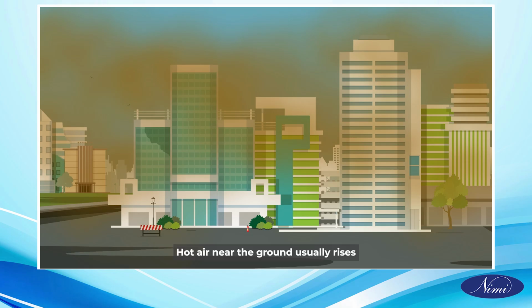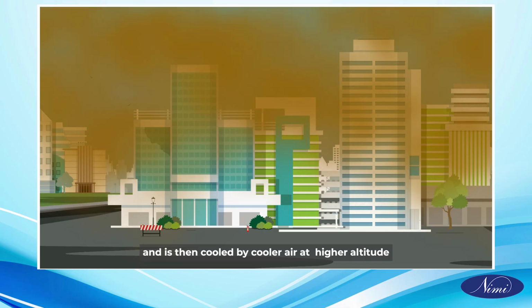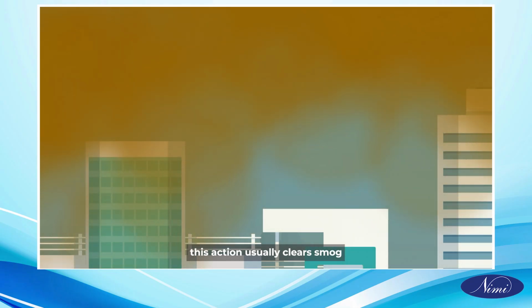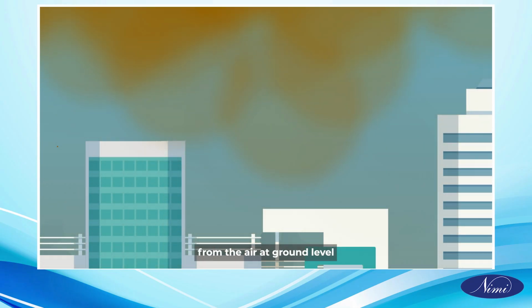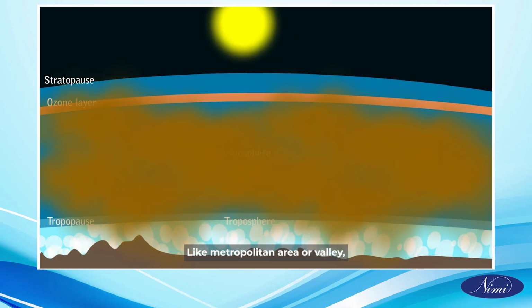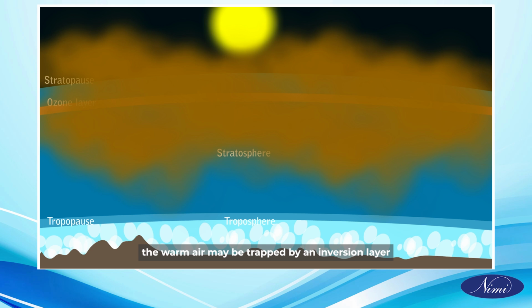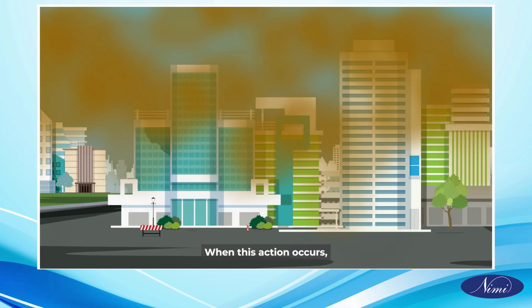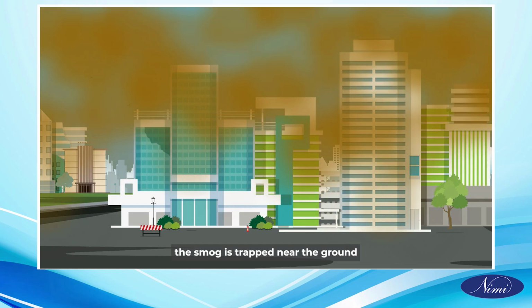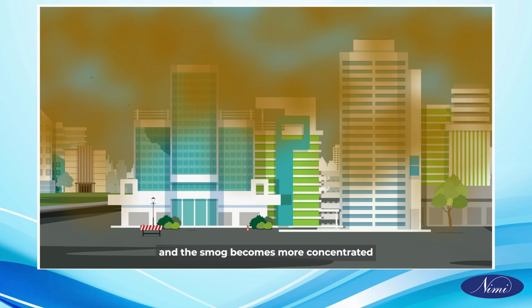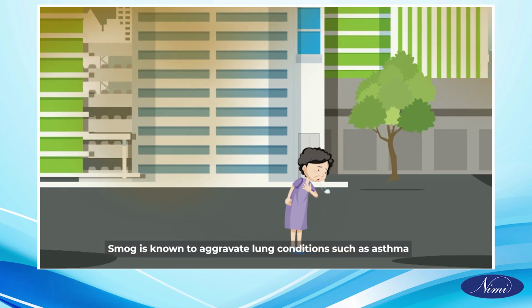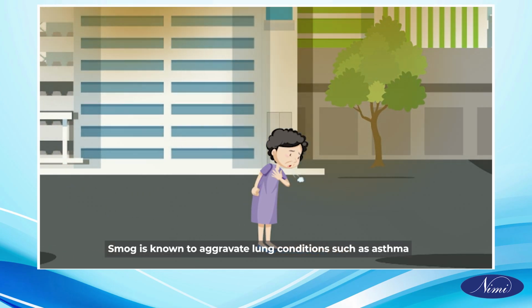Hot air near the ground usually rises and is then cooled by cooler air at higher altitude. This action usually clears smog from the air at ground level. In a metropolitan area or valley, the warm air may be trapped by an inversion layer that tends to hang over the area. When this occurs, the smog is trapped near the ground and becomes more concentrated because it does not escape. Smog is known to aggravate lung conditions such as asthma.